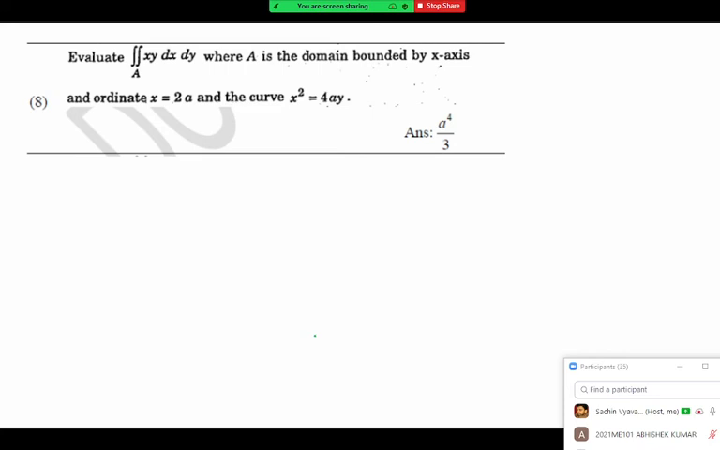Sir, the limits are... just 1 minute, I will write. Which strip have you taken? Vertical. So the integral of xy dy dx. What will be the limits for y here? Sir, 0 to x squared by 4a. And the outer limits? 0 to 2a. Okay, now let me check whether it is correct or wrong.